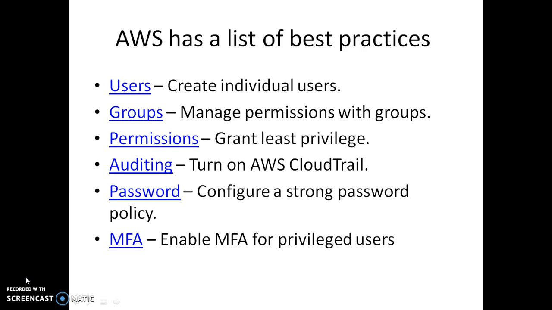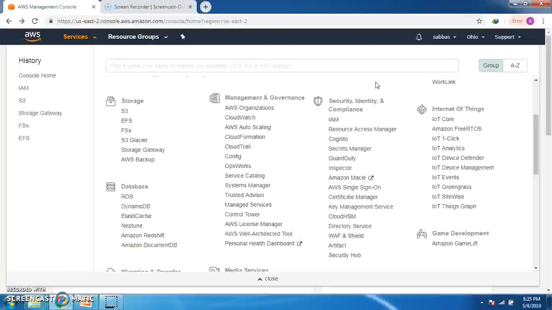Then there are permissions: grant least privilege, in the sense you don't have to give complete access. Auditing, of course: turn on AWS CloudTrail where you see the audit reports. Then password: configure a strong password policy, in the sense uppercase, lowercase, special characters. It should be a combo of all these. MFA enabled for privileged users, of course, that is multi-factor authentication. We're going to see the lab on MFA too.